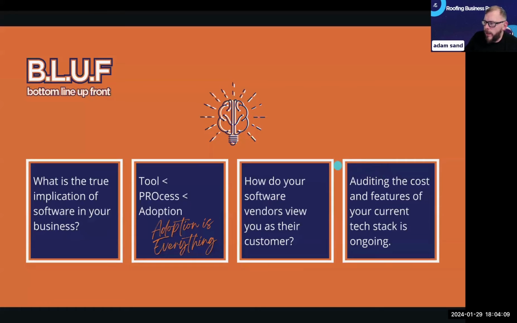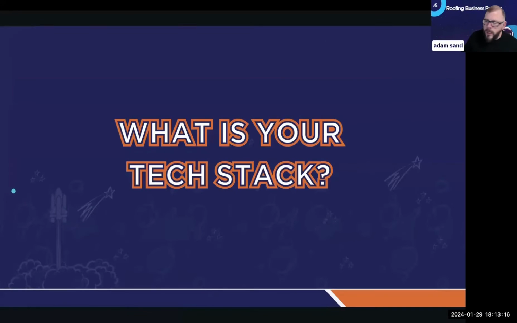And then also knowing how to audit your tech stack, because this is something that balloons out of control for people. We see it all the time. And so I want to make sure that by the time you're done, you know how to audit your current tech stack. Starting off, what is your tech stack?